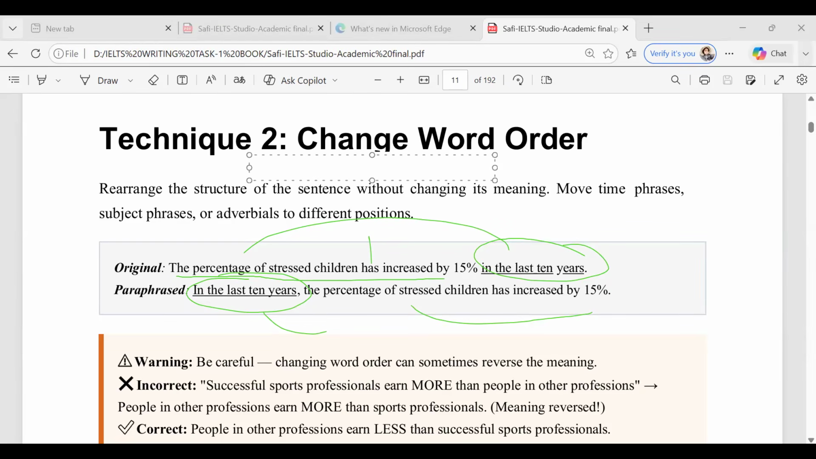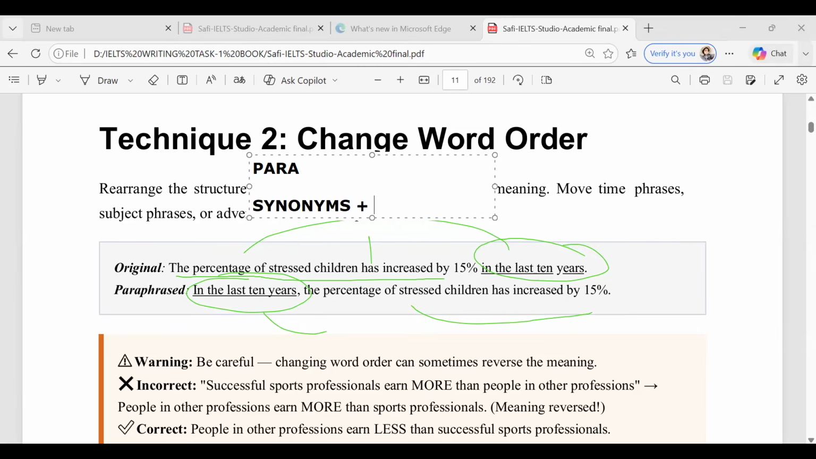Paraphrasing does not mean only using synonyms. Synonyms plus structures. Yes. Paraphrasing means changing by using synonyms as well as changing structures.